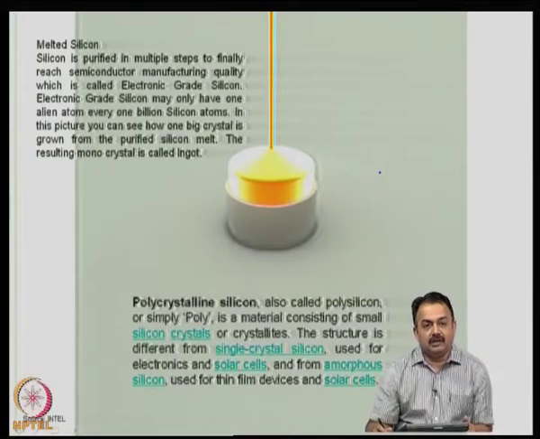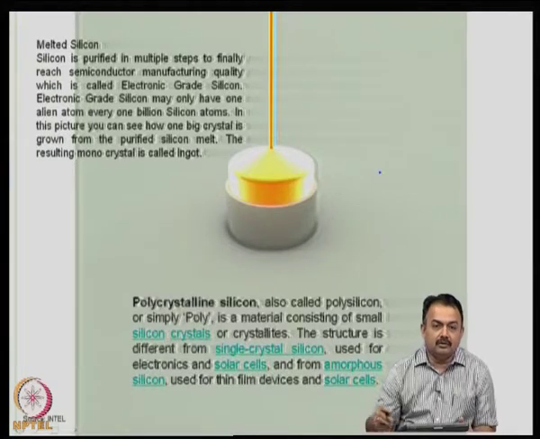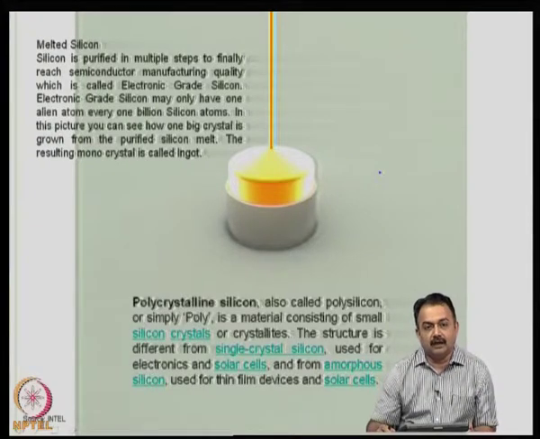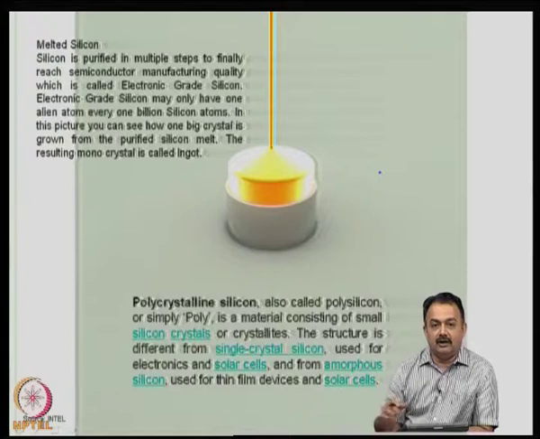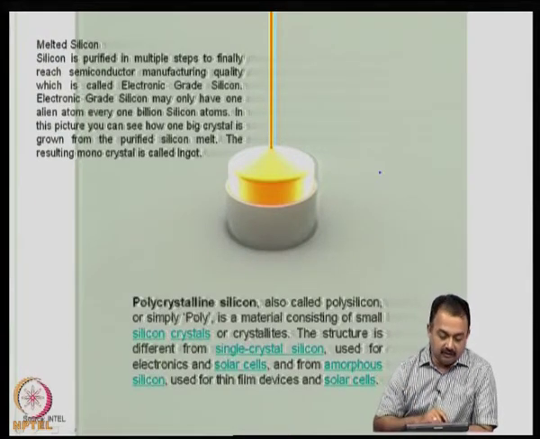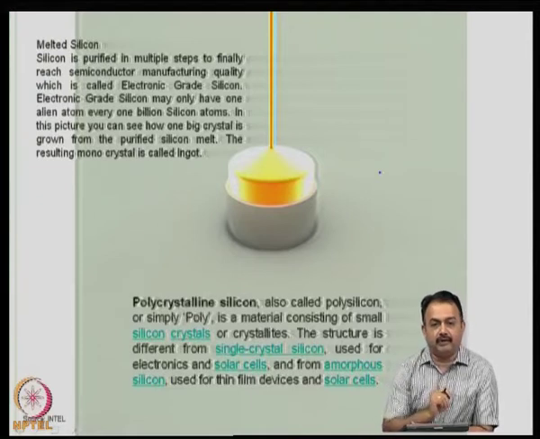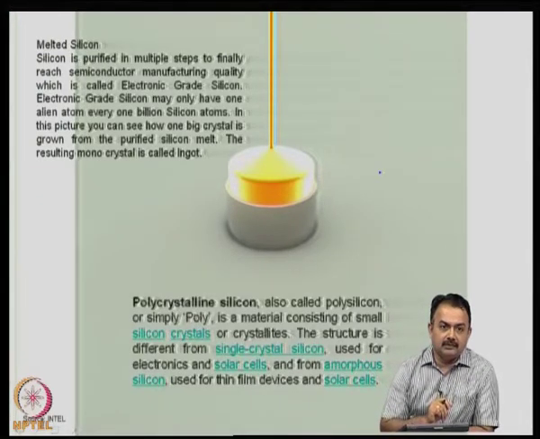Now, after the silicon is formed, you have to make it more pure. That means you want to make it electronic grade silicon. Electronic grade silicon is the highest purity that you can achieve. There are other grades of materials or metals or elements or compounds that are available. You call them lab reagent, analytical reagent, and then comes the electronic grade material. So, in this case silicon is purified by multiple steps to finally reach a state called electronic grade silicon, and that can be used in the semiconductor manufacturing arena.